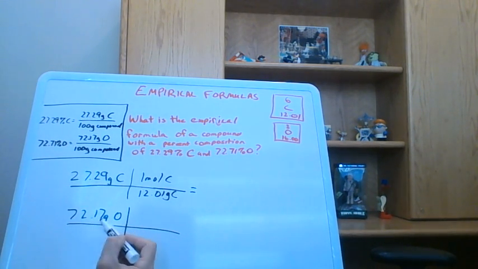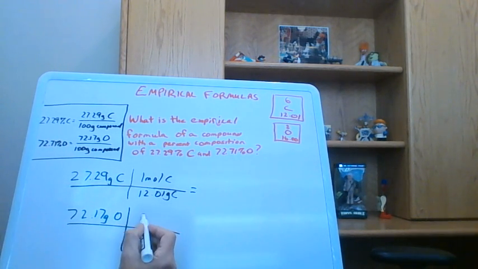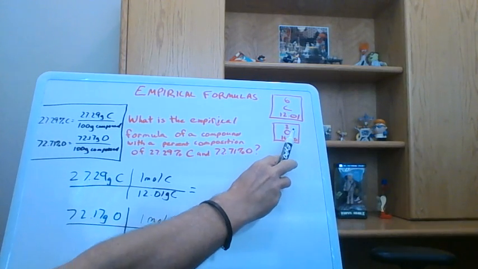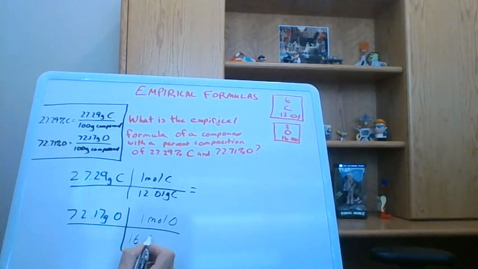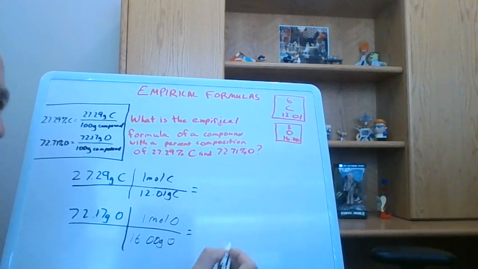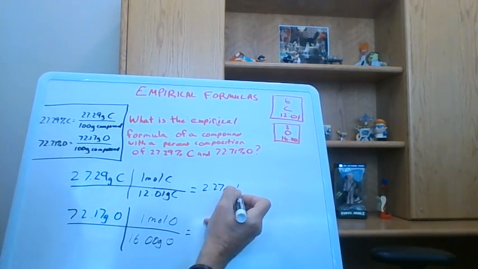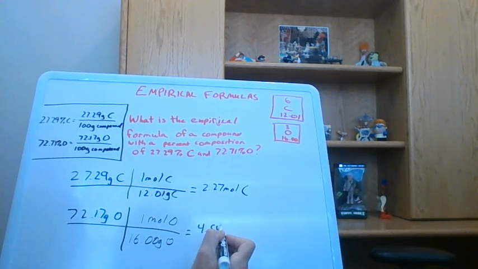carbon. Now we want to convert our 72.71 grams of oxygen to moles of oxygen, so we need to know how much 1 mole of oxygen weighs. And if we go to our periodic table and look at element number 8, it's 16.00 grams of oxygen weigh the same as 1 mole. So if we do our calculations, then this should tell us we have about 2.27 moles of carbon, and we have 4.54 moles of oxygen.